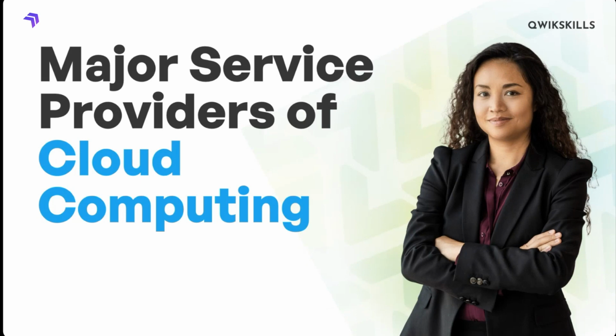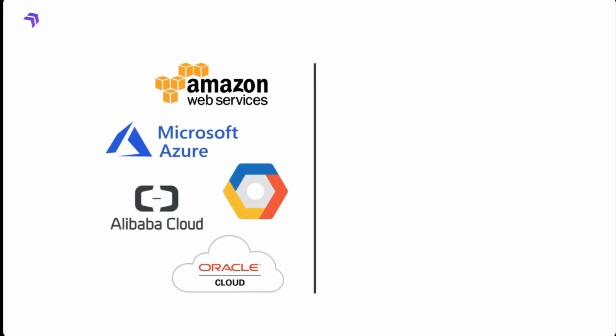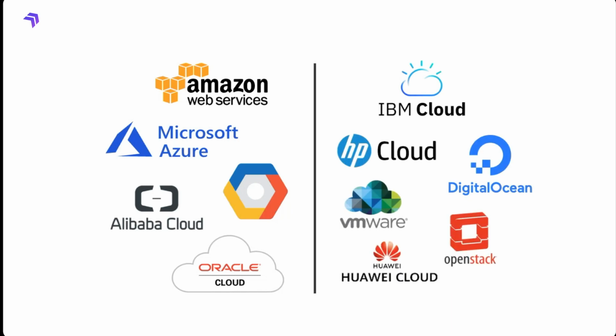Now we talk about the major cloud providers in cloud computing. So what are they? You have Amazon, Microsoft, Google, Alibaba, Oracle Cloud. Those are the major providers, and the new providers upcoming in the market are IBM, HP, DigitalOcean, VMware, OpenStack, Huawei Cloud. These are the new upcoming providers, and they are very quickly enhancing their cloud spread.